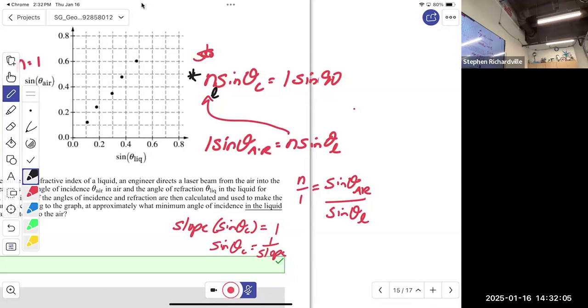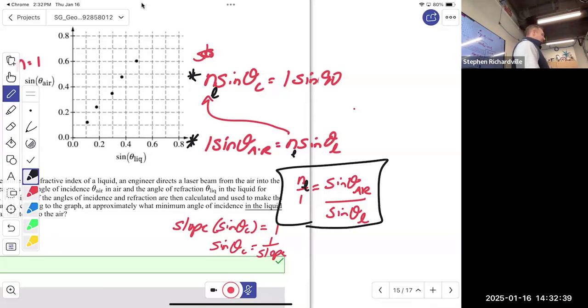Another relationship that I am sure of is that 1 sine theta air equals n liquid sine theta liquid. Is that kind of okay? So then, because the air has an index of 1, my n for the liquid is really just my slope. I just moved this over, see this? Yep. n for liquid is equal to your slope.